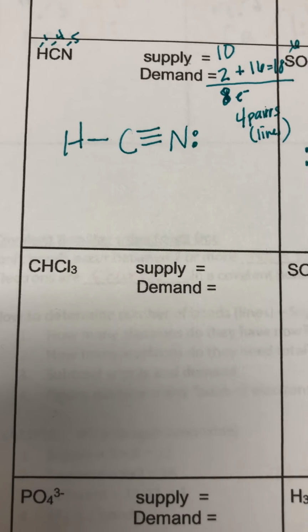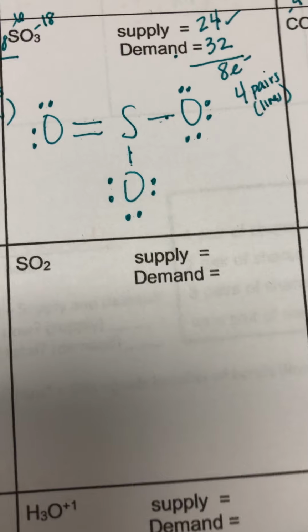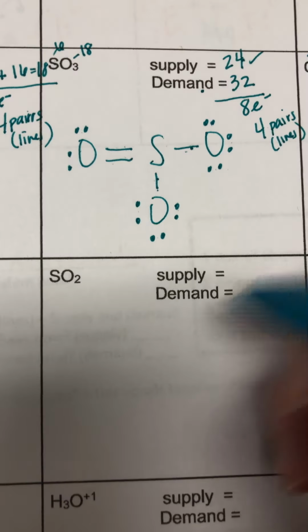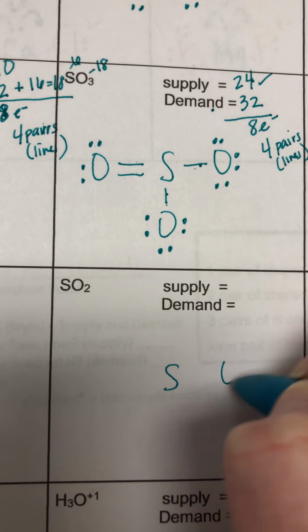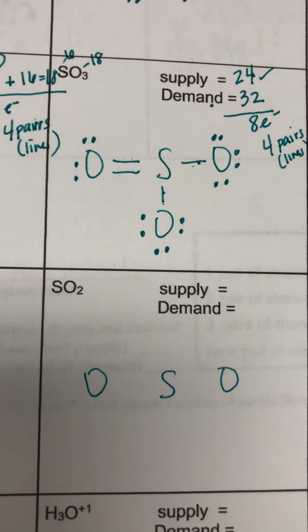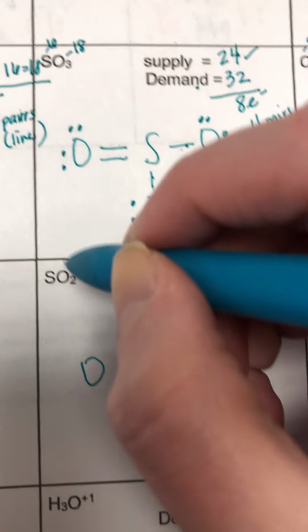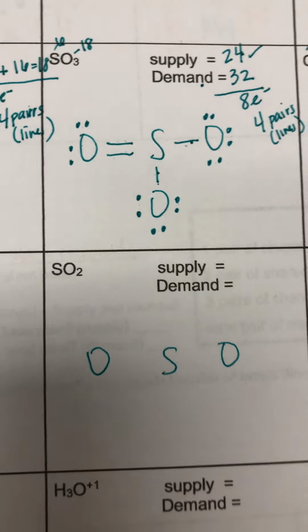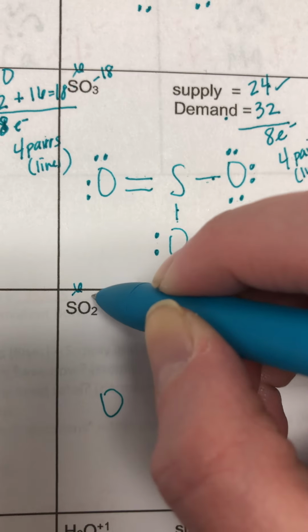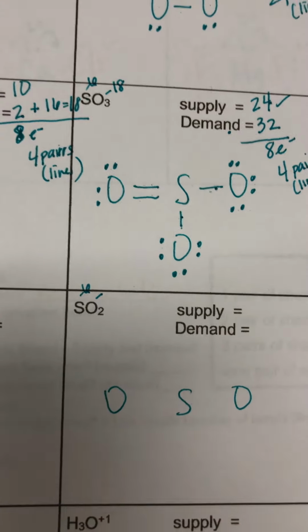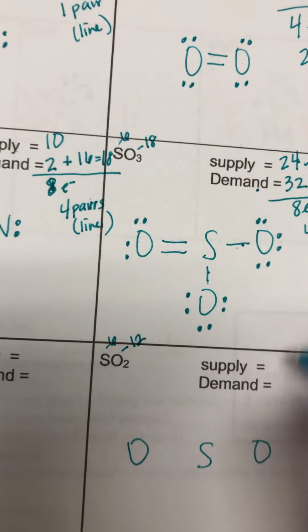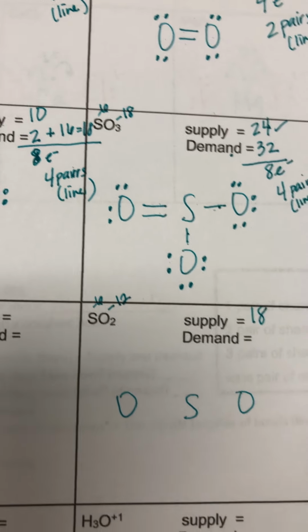Let's look at SO2. Okay, so I know my sulfur is going to go in the middle. I'm going to have oxygens out to the side. So my supply, sulfur has 6, oxygen has 6, but there's 2 of them, so that's 12. So that makes 18 in supply.